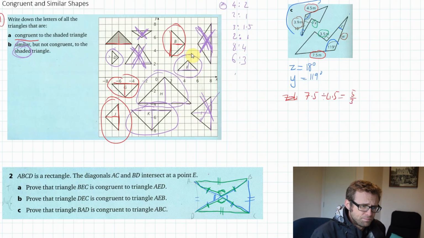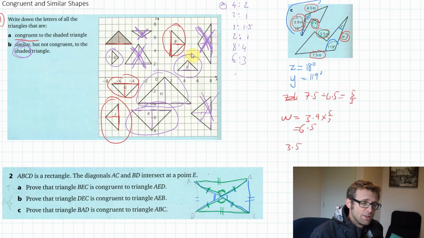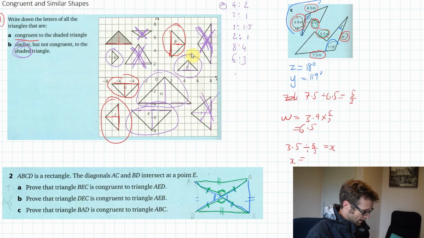So if I have, let's say 3.9, and I want to find out what this W is going to be, 3.9 times 5/3. And so for W, I should get 3.9 times 5/3. That gives me 6.5. And if I'm trying to go, say, for example, from this 3.5 to the X, I'm going to go 3.5 divided by 5/3 is going to be equal to X, and therefore X is going to be, let's do that now, 3.5 divided by 5/3. That gives me 21/10, which is 2.1.